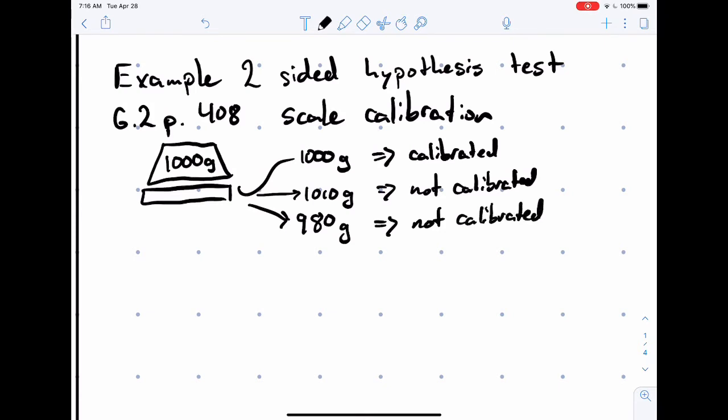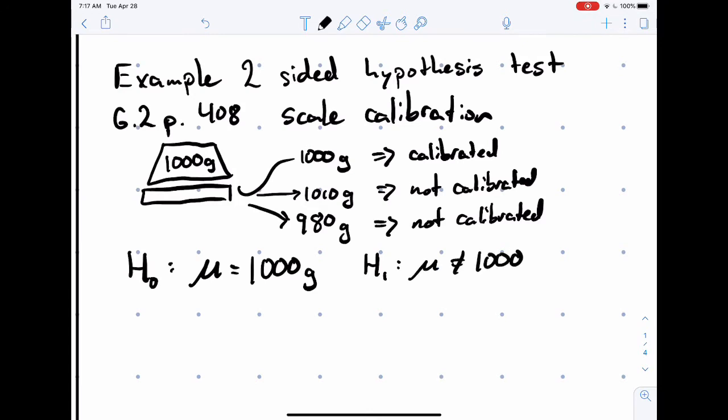So in this case, the test we're making is H0, the null hypothesis, that mu, the mean weight, is equal to 1,000 grams. That means the alternative hypothesis is that mu is not equal to 1,000 grams. So it's either larger or smaller. It's just far away from 1,000 grams.